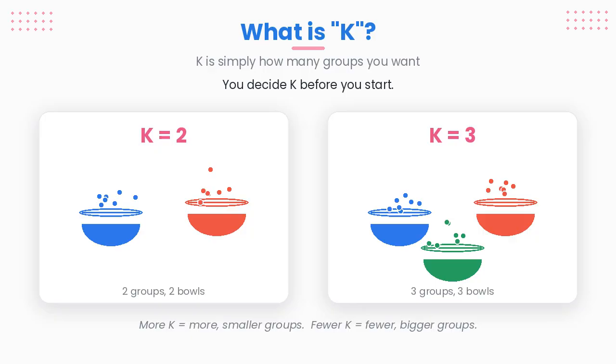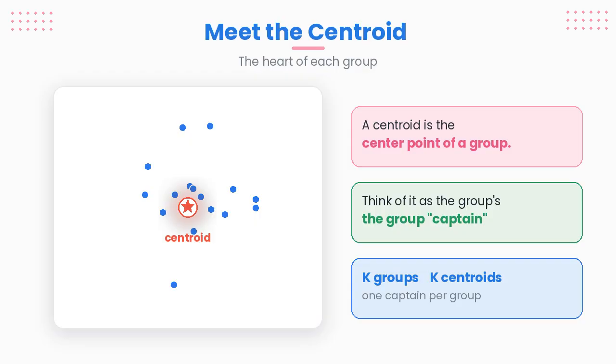So what is K? K is simply how many groups you want, and you choose it before you start. With K equal to 2, you get 2 groups. With K equal to 3, you get 3. More K means more, smaller groups. Fewer K means fewer, bigger ones.